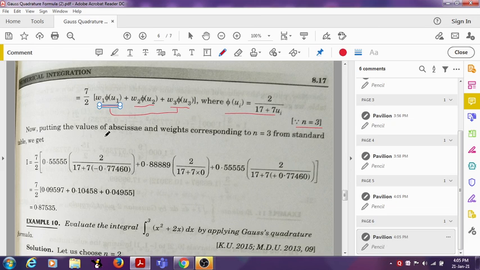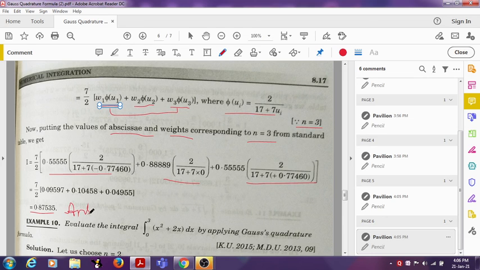Now again putting the values of abscissa and weights. Abscissa here we call u1, u2, u3, and weights w1, w2, w3. Now we are to use the tables corresponding to n equal to 3. So here we will get the values of u1, u2, u3 and w1, w2, w3. We substitute these values in this, and again we simplify, and after simplification we get the value of the integral as 0.87535, and that will be our answer.